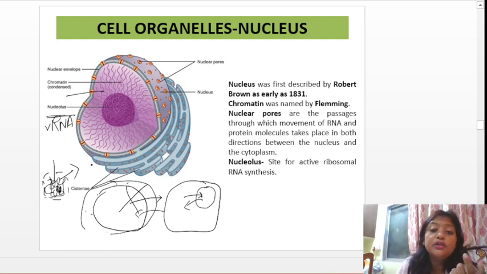Remember this. The nucleus was first described by Robert Brown in 1831. And the chromatid was named by Fleming. Remember this. So this is all about the nucleus part.